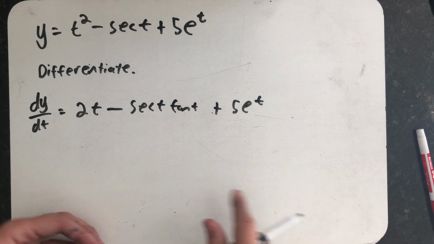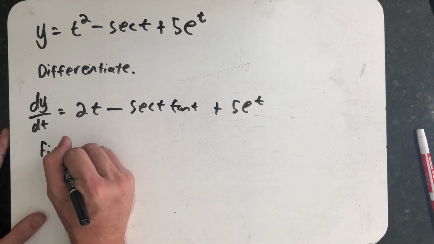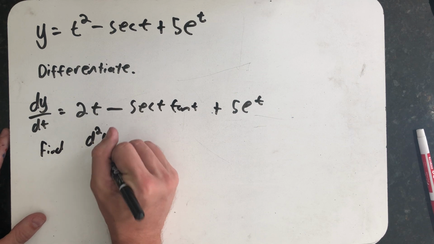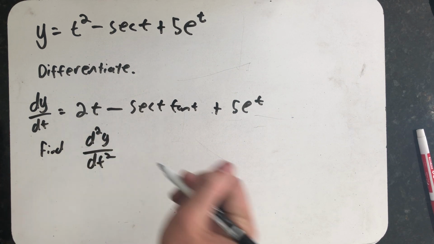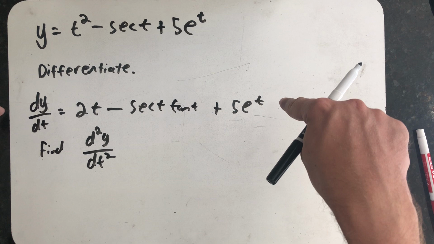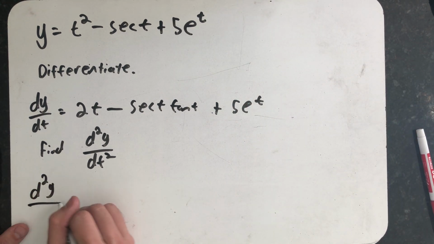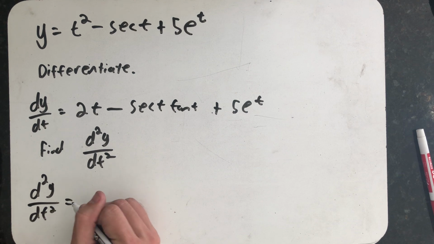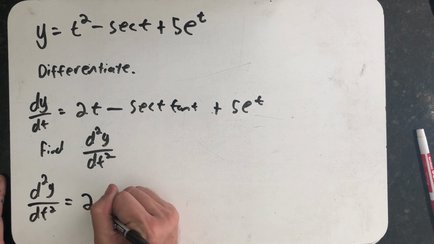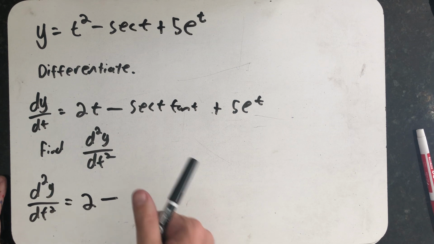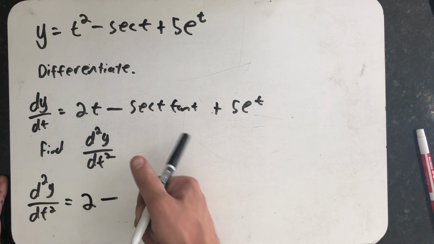But now let's say someone asked us to find the second derivative. That's the more interesting question. So now I need to take the derivative of this statement. The derivative of 2t is 2 minus, and now I have to take the derivative of secant times tangent.